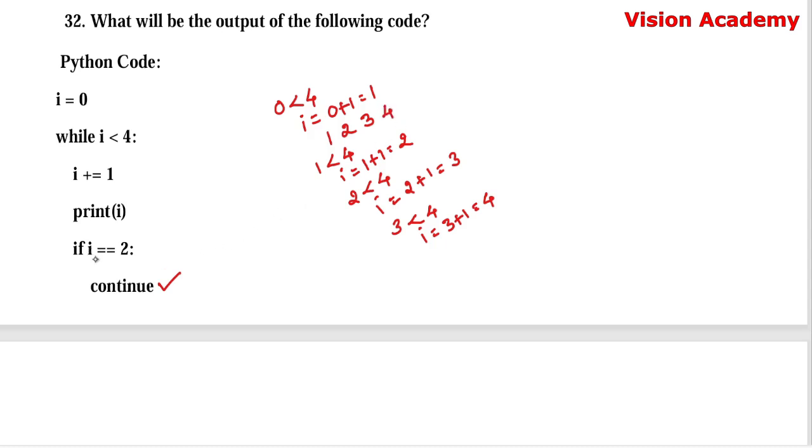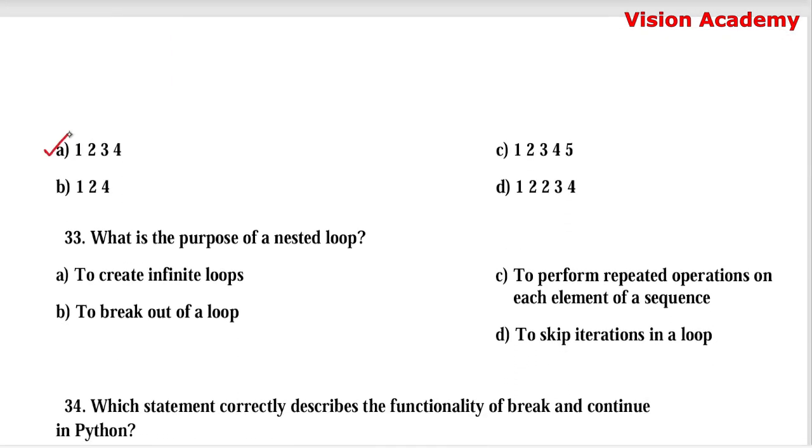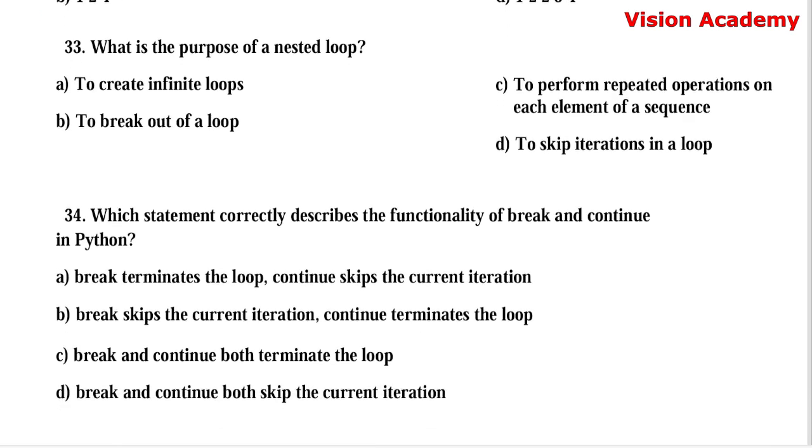Next, it is going to check this condition: 4 is equal to 2? No, the condition is false. Once again, control transfers to while. Now what is the i value? 4. Is 4 less than 4? No, the condition is false. Once the condition is false, control comes out of this iterative statement and it stops iterating. So what will be the result? Here the output will be 1 2 3 4. Here you can observe option A, 1 2 3 4, is the right answer.